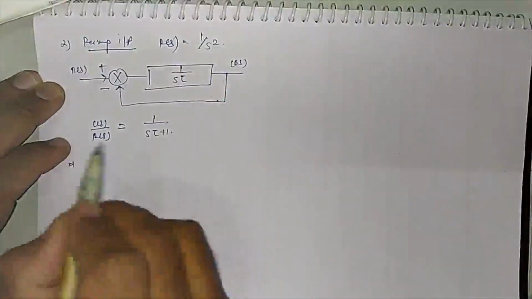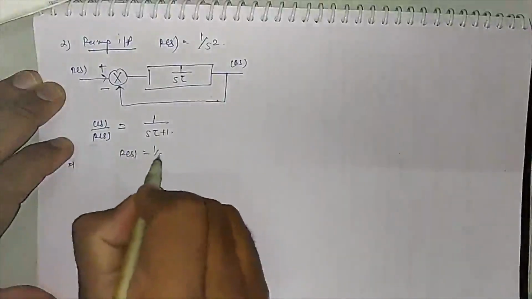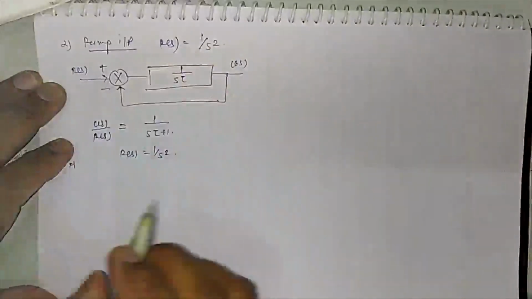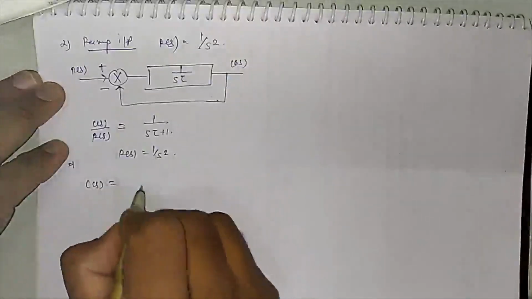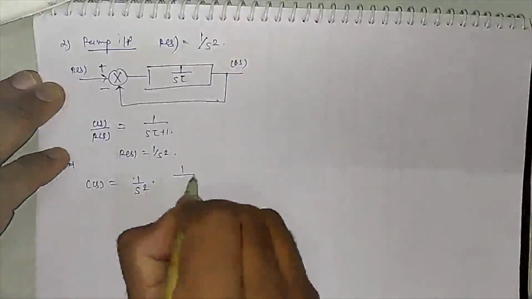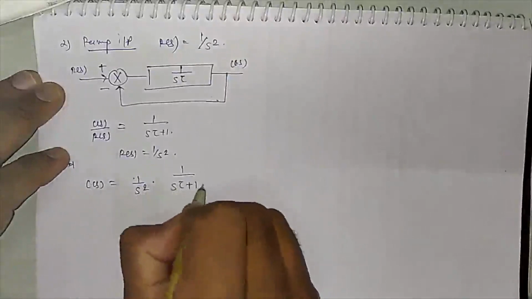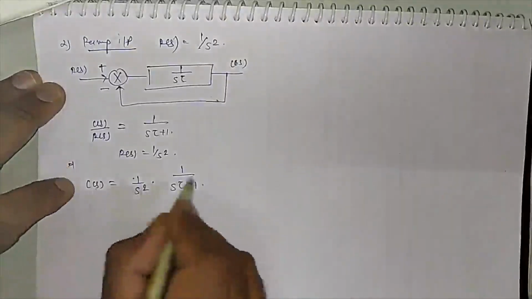We want to find out C(t). Here the value of R(s) is equal to what? 1 upon s square. Why is it 1 upon s square? Because it is a ramp input. So C(s) is R(s) multiplied by the transfer function, which is 1 upon s square times 1 upon s tau plus 1. I need to find out C(t), that means I have to take the inverse Laplace.